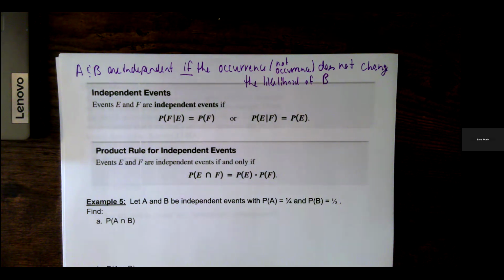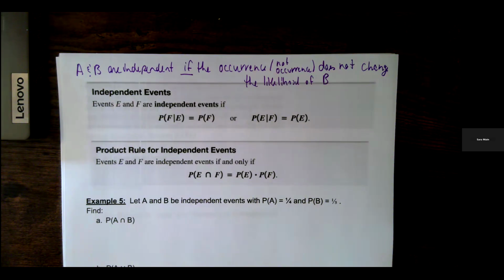And not that it has to happen to make B happen, but let's say this, if I were to be driving 90 down the highway, I am changing the likelihood of myself getting in an accident. So those are dependent events. It doesn't mean if I drive 90, I'm definitely getting in an accident. It just changes the likelihood.